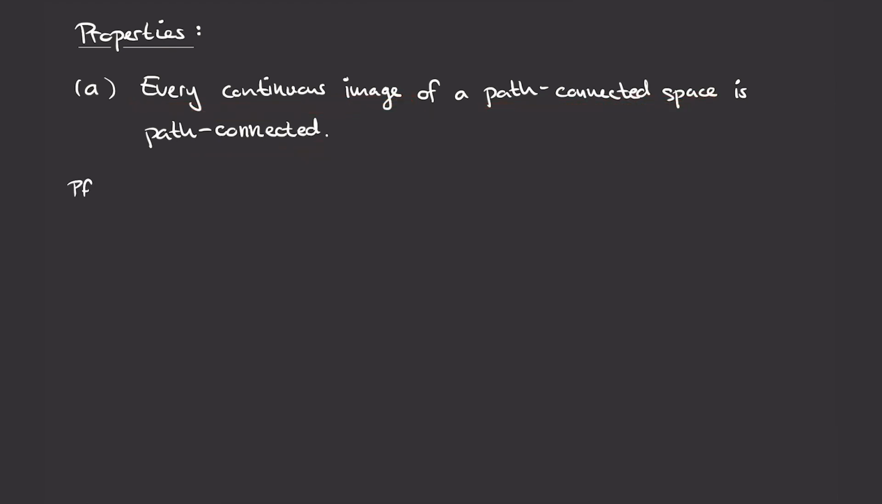Why is this the case? Well, suppose we have X be a path-connected space, and we have some continuous map f going from X to Y.